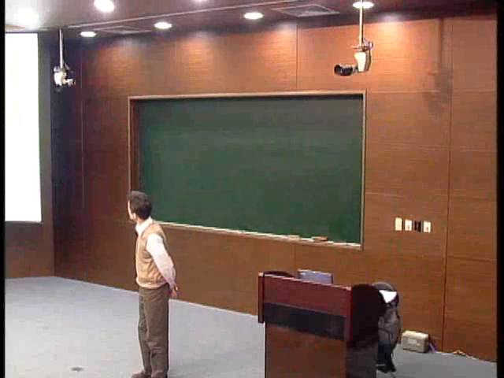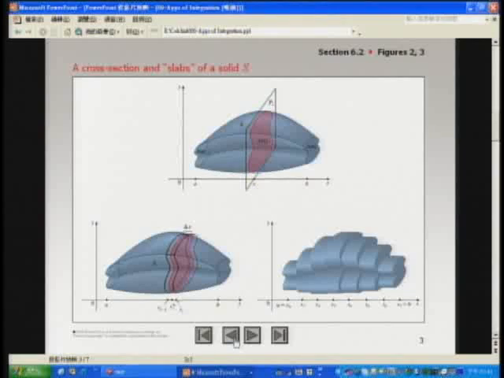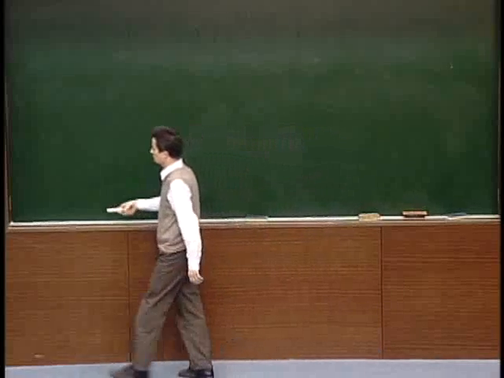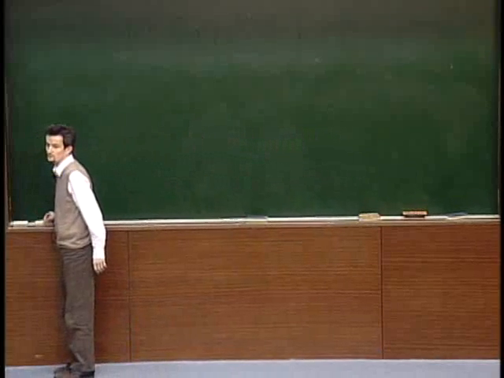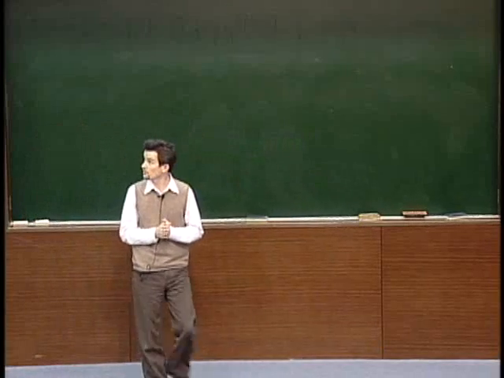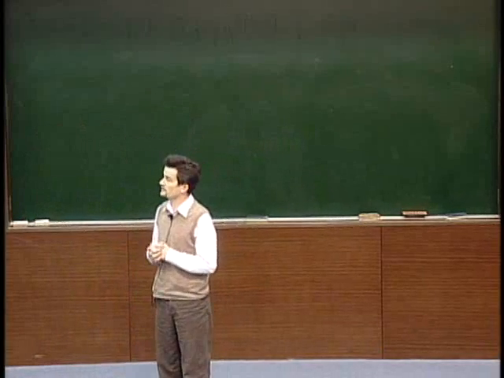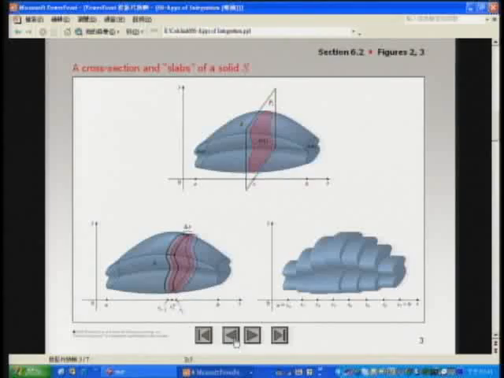We are still discussing how to compute volumes of given solids. Last time I showed you a method which is called the method of cross sections. Here you see once more how this method works. In order to compute the volume of a solid using this method, we place the solid into our coordinate system.